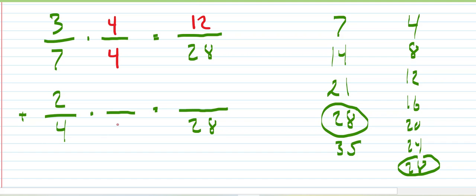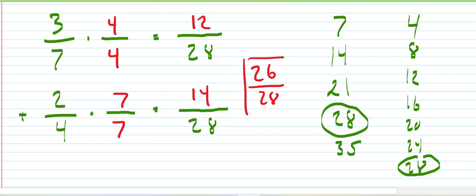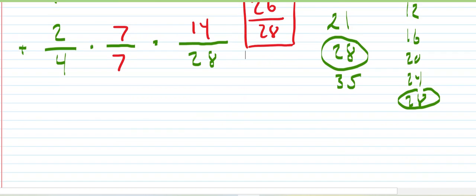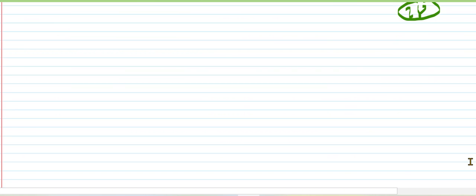Here we would have to multiply by 7 over 7. 2 times 7 is 14. We can then add the numerators. 12 plus 14 is 26 over 28. And that is our answer. It is not simplified. I'm not getting into simplifying fractions because I don't know if whoever's watching this has done that yet. Let's just do one more example and we'll call it a day.